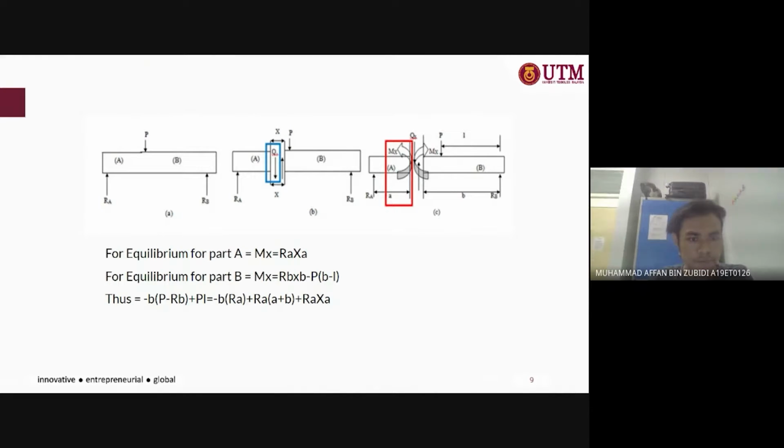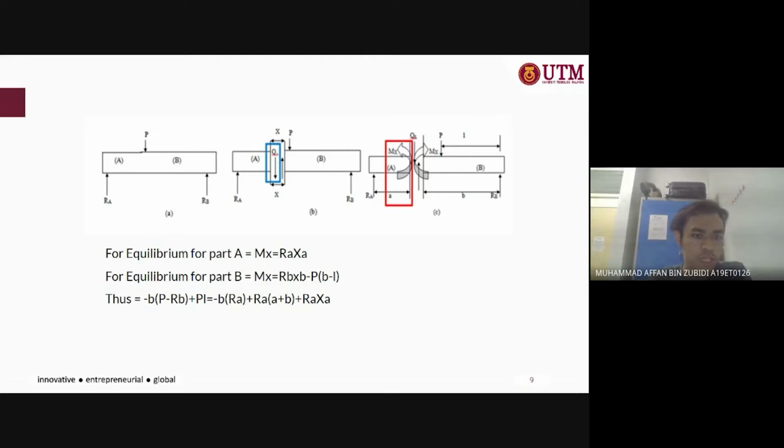So for equilibrium of part A, the moment is equal to the force RA times the distance XA, and the moment of part B, MB, equals the force RB times the distance XB, minus the external force P times the distance of B minus L, or length L.